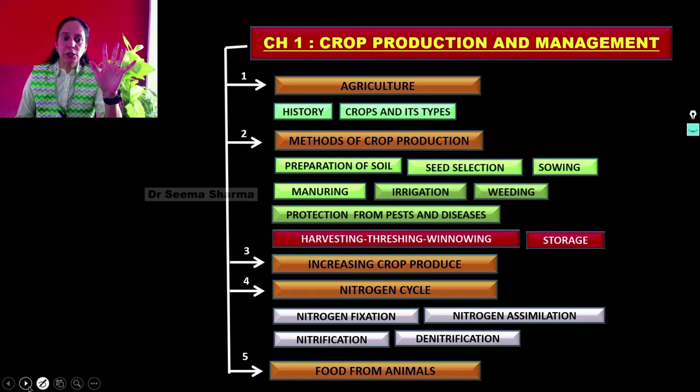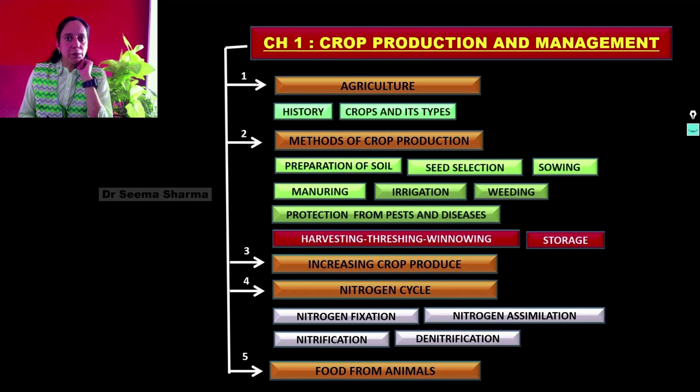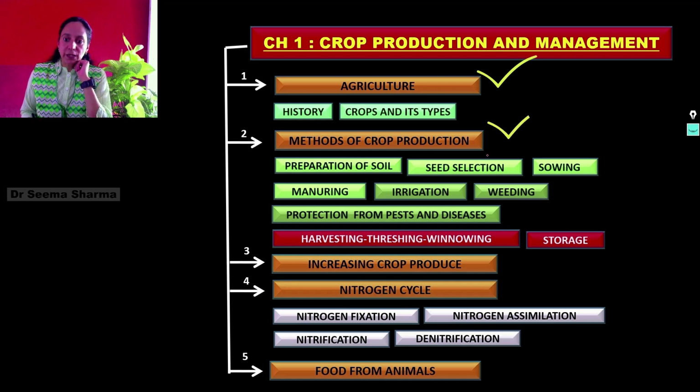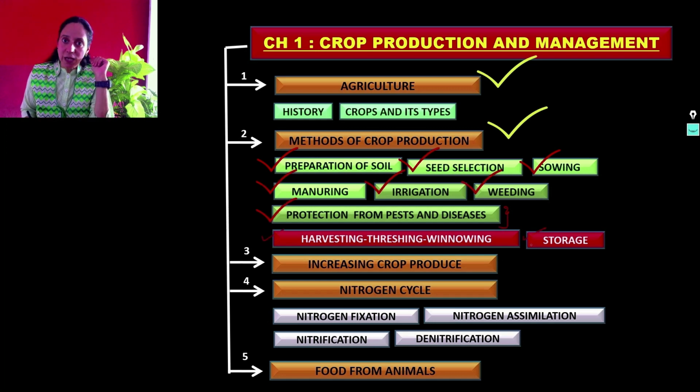This chapter is divisible into 5 parts. We are already through with part 1. The second part is about methods of crop production, and here also we have covered up to protection from pests and diseases. And today we have to know about harvesting, threshing, winnowing and storage.